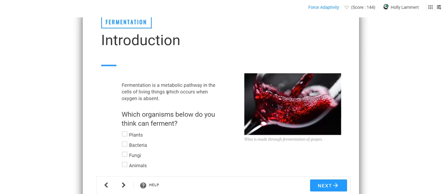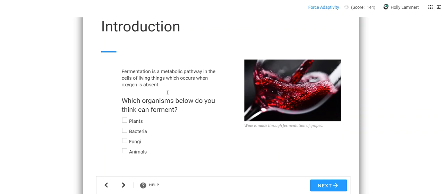So here it reads, fermentation is a metabolic pathway in the cells of living things which occurs when oxygen is absent. Which organisms below do you think can ferment? Plants, bacteria, fungi, and animals. So my guess here is bacteria and fungi. Oh, and we missed a type of organism. Animals. Ooh. Plants. Oh my gosh, all of them do! Many types of organisms are capable of fermentation.